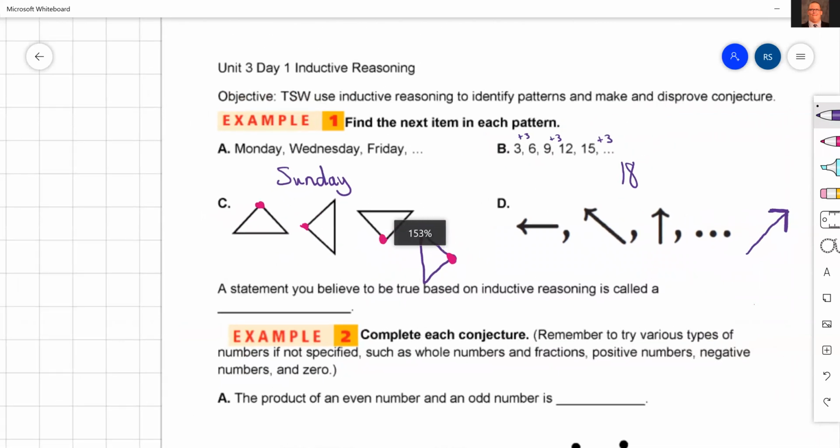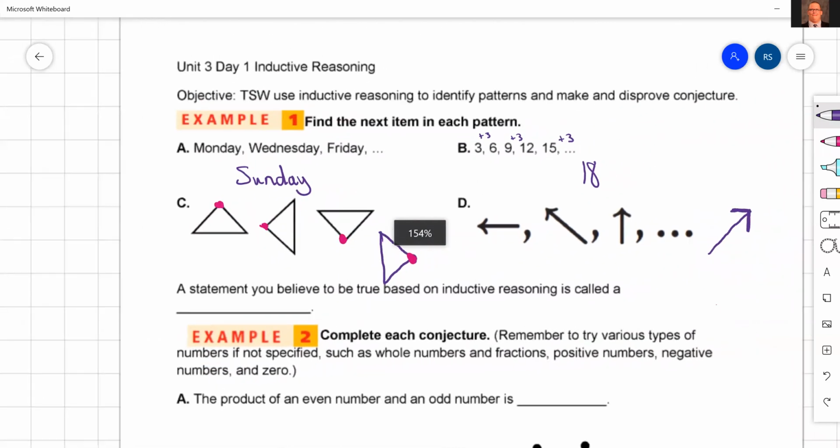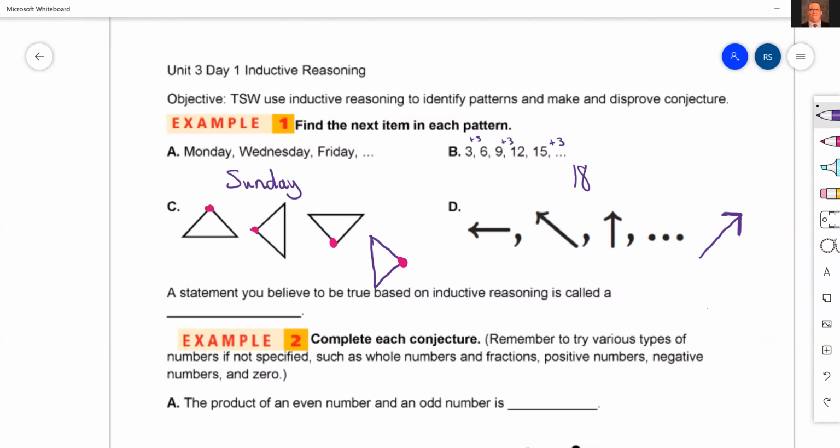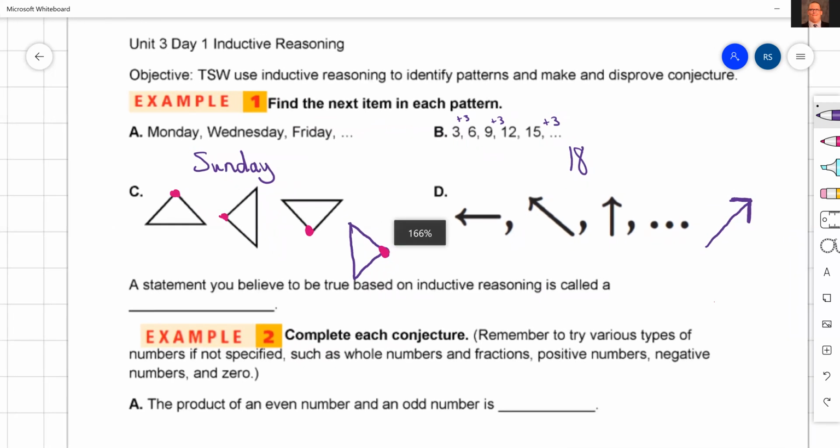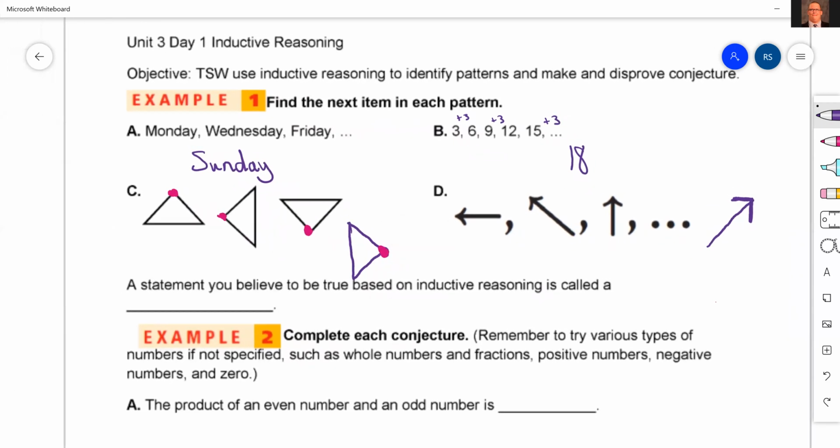Okay, so a statement that you believe to be true based on inductive reasoning is called a conjecture. So what is inductive reasoning? Well, that's like basically saying you're trying to disprove it, and you cannot think of anything to disprove it, so it's got to be true.